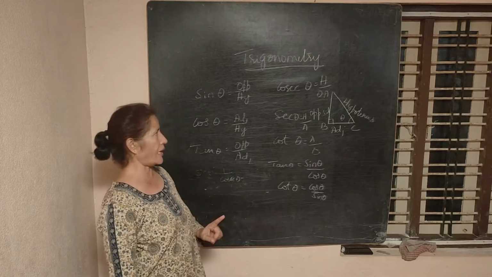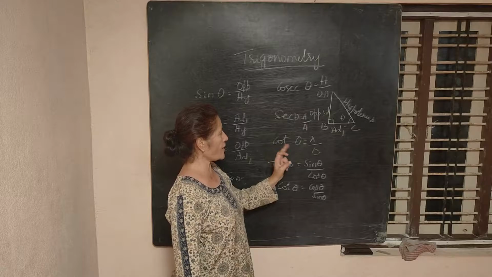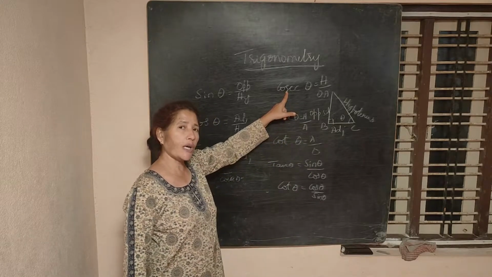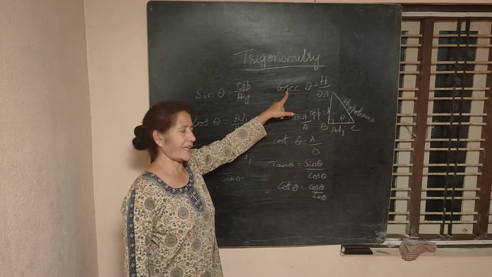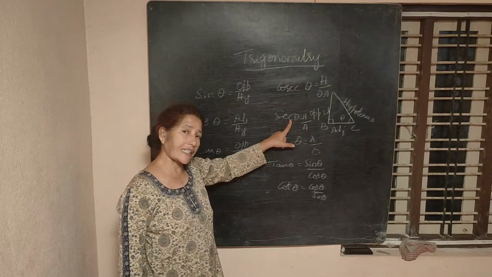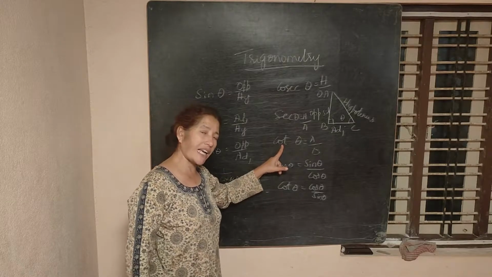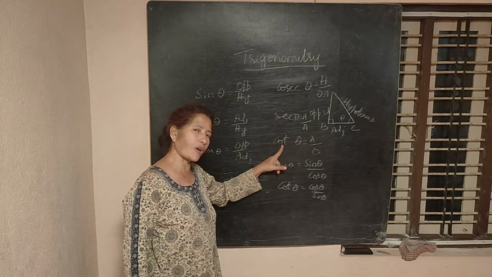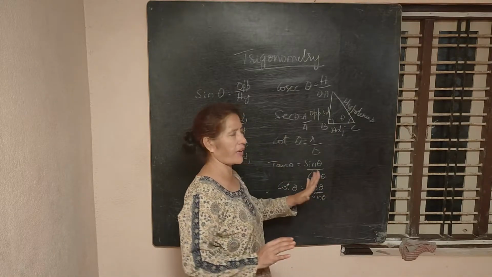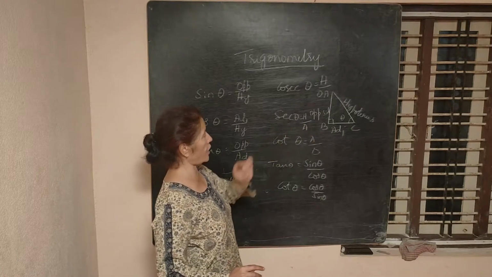One more hint, let me tell you. Cosecant theta, secant theta, cot theta. Which is the third letter in cosecant theta? S. So cosecant theta is 1 by sin. Secant theta, what is the third letter? C. So secant theta is equal to 1 by cos. Cot, what is the third letter? T. So cot is equal to 1 by tan. I hope that you have understood this much very clearly. Is it clear? So let me continue.